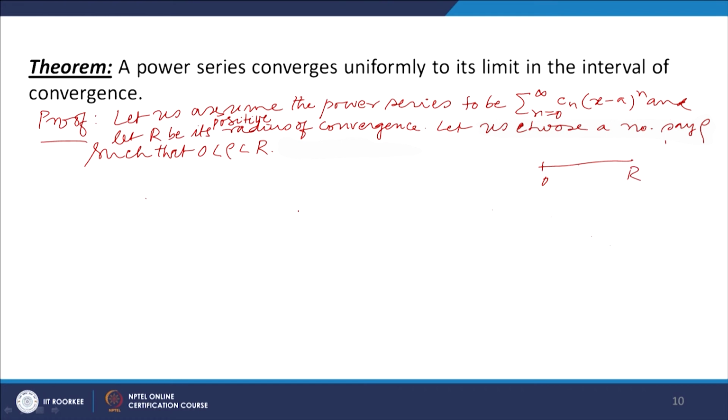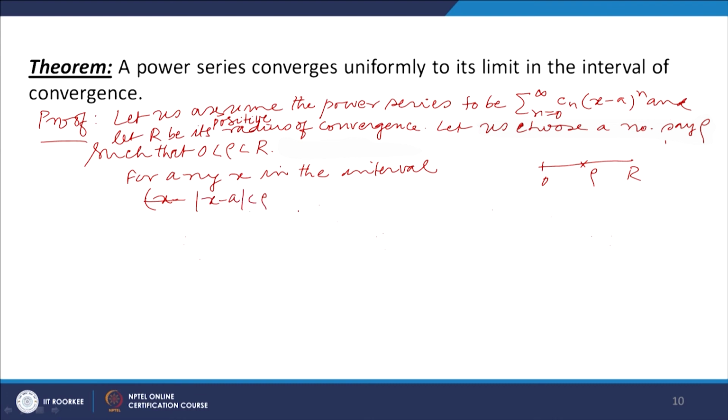Okay. This is your interval 0 to r. We take a positive number rho which lies in between 0 and r. So, rho is greater than 0, but less than r. Now, let us choose a point x such that, for any x in the interval, mod of x minus a is less than rho.